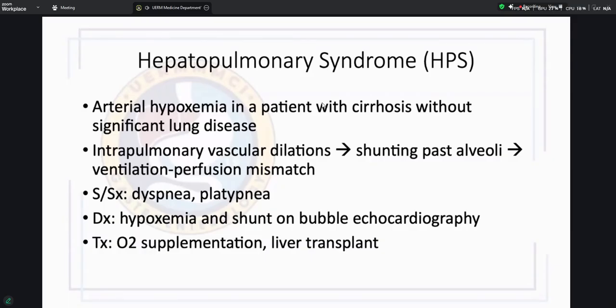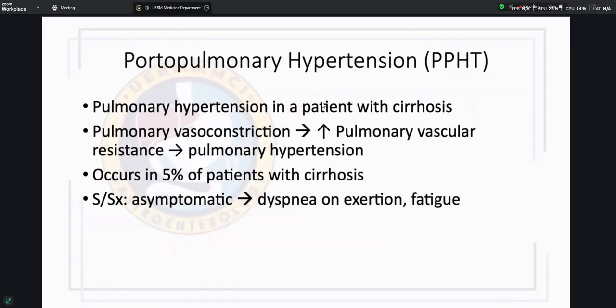Clinical symptoms include dyspnea and platypnea, or shortness of breath that worsens when the patient is upright and is relieved by lying down. Diagnosis of HPS includes demonstrating hypoxemia without evidence of significant lung disease and shunt on bubble echocardiography. Treatment is with oxygen supplementation and liver transplantation.